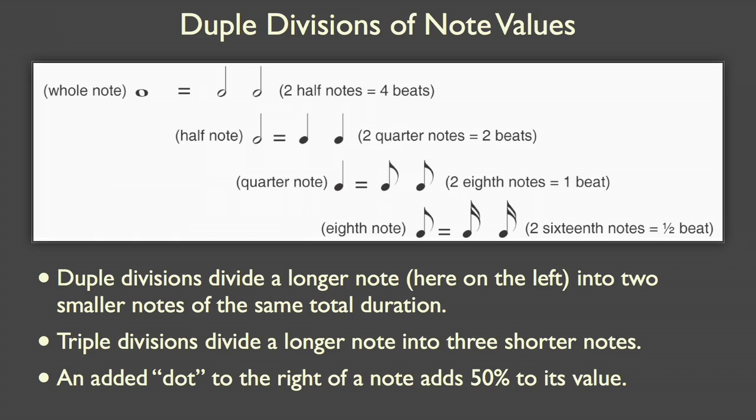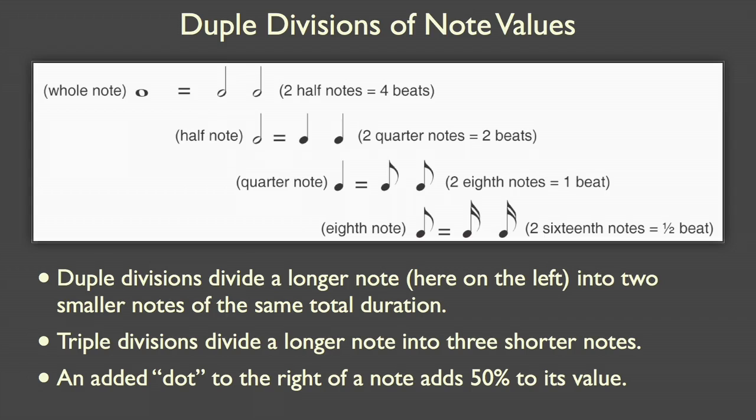Notice here that we have a duple division in the music. Whole note is divided into two halves, half note into two quarters, quarter note into two eighths, and so on. There's also a triple division, which is effected by means of a dot that adds 50% of the value to the note. This makes a half note equal to 3, not 2 quarter notes. The dotted quarter equal to 3 eighth notes, not just 2, and so on. And this is how we get triple meter in music.